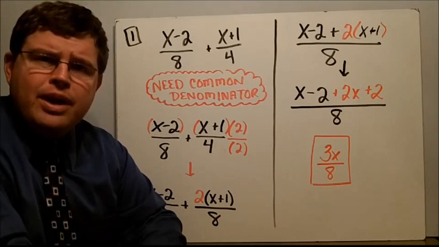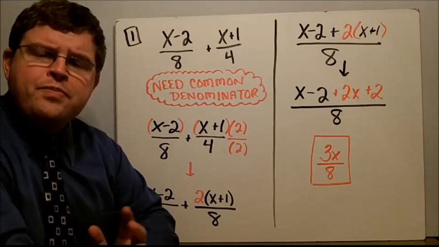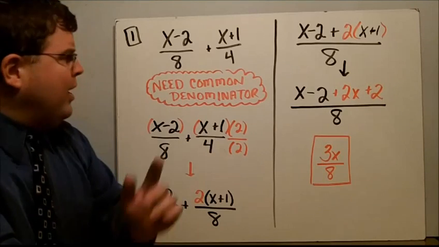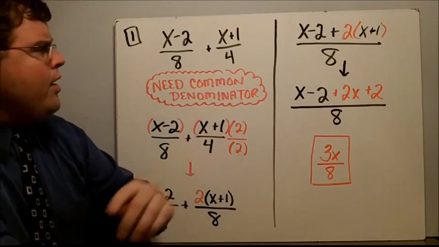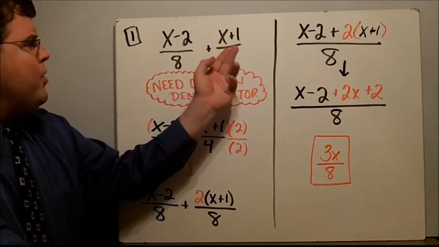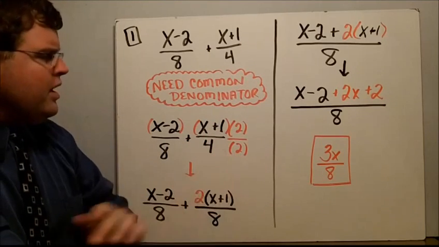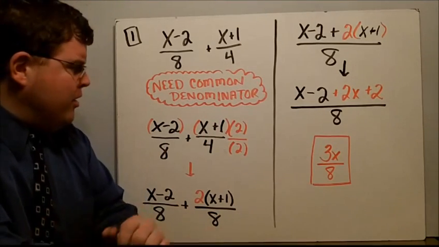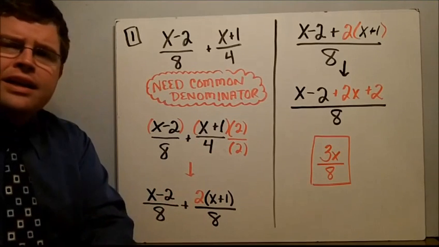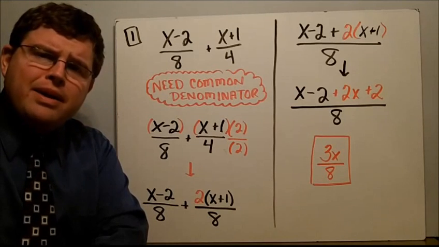Take a look at the first example here. We have (x minus 2) over 8 plus (x plus 1) over 4. We want to add them together, and when I see addition, the first thing I think is I need a common denominator. Well, the common denominator of 8 and 4, the smallest thing that both of those go into, the least common multiple, is 8. So what I'm going to do is multiply this fraction here by 2 over 2. When I multiply that second fraction by 2 over 2, I have 2 times (x plus 1) over 8. And now I have a common denominator. I just have to be careful and follow this through a step at a time.